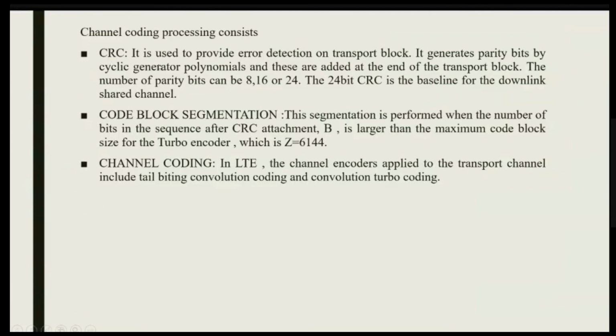CRC. CRC codes are added to the transport blocks. It is used to provide error detection on a transport block. It generates the parity bits by cyclic generator polynomials, and they are added at the end of the transport block. The number of parity bits can be either 8, 16 or 24, whereas a 24-bit CRC is the baseline for the downlink shared channel in LTE.